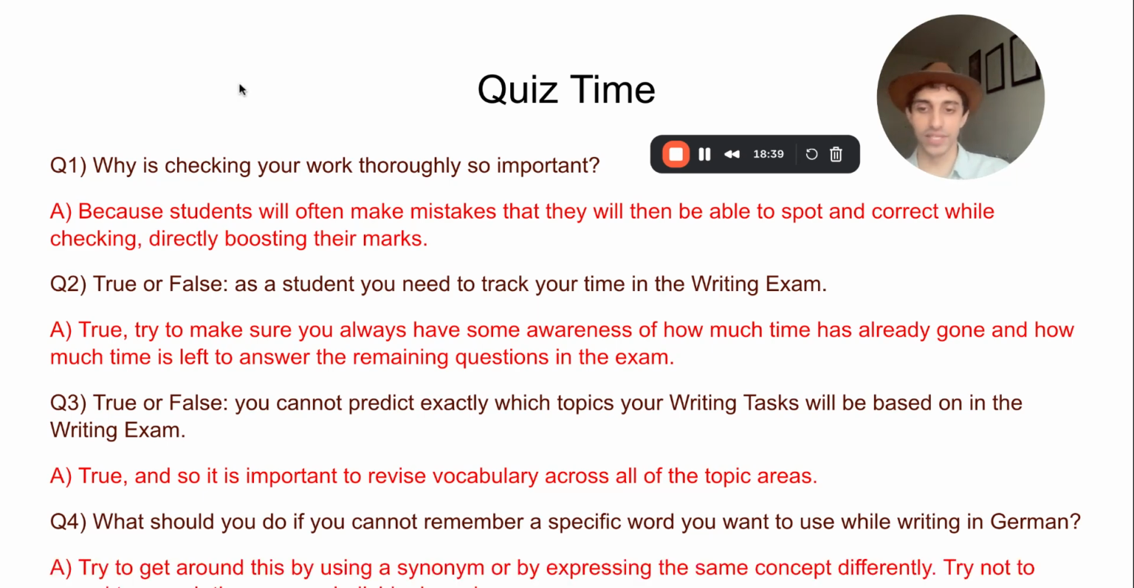So the best thing to do is to get around it by using a synonym, so another word that has a similar or even identical meaning, or just try and express the same concept or idea in a different way. And the key is really to not spend too much time on one individual word, unless it's worth a lot of marks or it's extremely valuable or important for your writing or translation. Otherwise, I would try not to rack your brains for too long just on one word or one individual phrase. Perhaps try and find a different way to express the same thing.